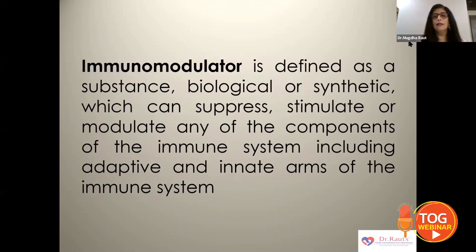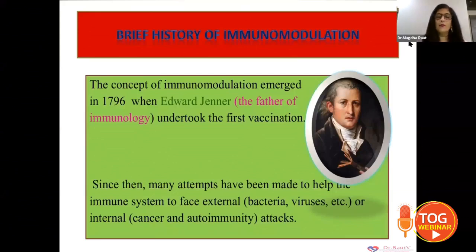Any immunomodulator is defined as a substance, biological or synthetic, which can suppress, stimulate, or modulate any of the components of the immune system, including the adaptive and the innate arms of the immune system. The concept of immunomodulation emerged in 1796 when Edward Jenner, who is known as the father of immunology, undertook the first vaccination. Since then, many attempts have been made to help the immune system to face bacteria, viruses, or internal attacks of cancer and autoimmunity.